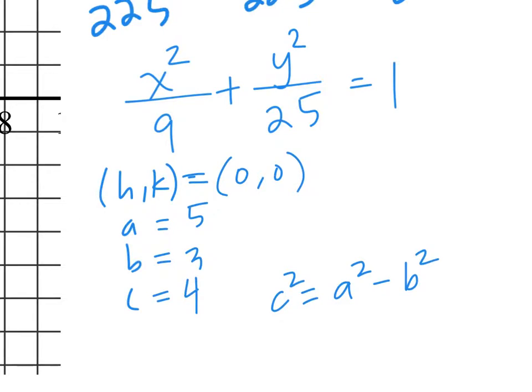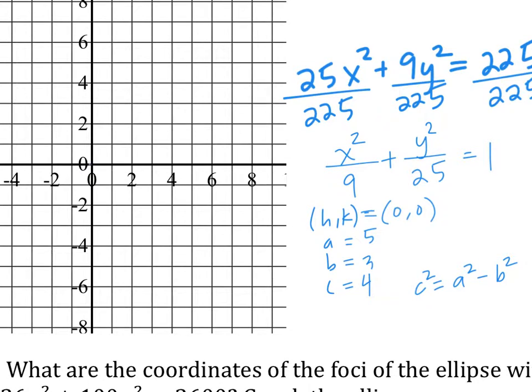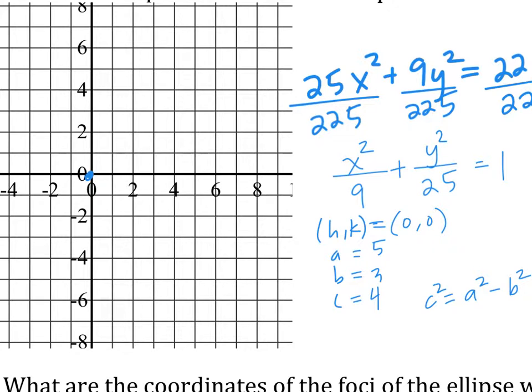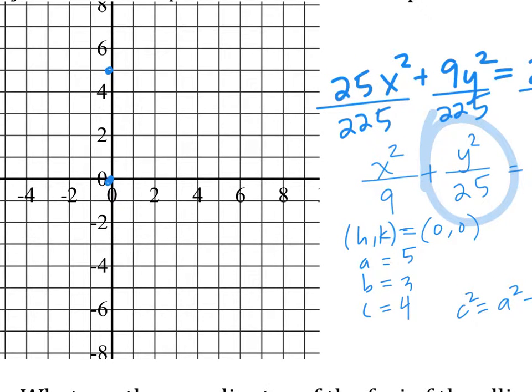4. All right, before you start writing equations, let's graph it. The center is at 0, 0. Where is the major axis? On the x or on the y? Y. Why is that? It's the bigger one and it's underneath y, right? So that means we need to go up 5 and down 5, not left and right. So this ellipse is longer in the y direction.